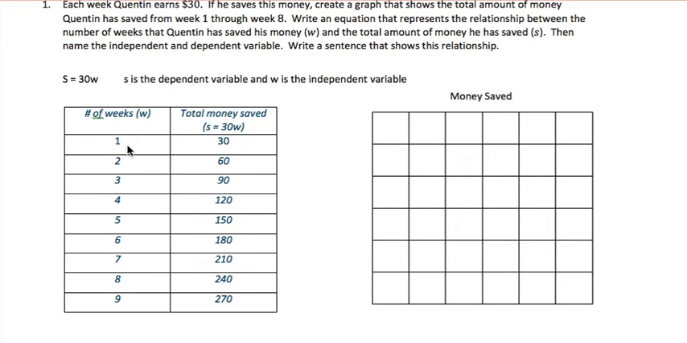So we see in our table the number of weeks times 30, which is $30 per week, will give us our dependent variable, which is the total money saved. Now, in our graph, we're going to graph these values. Our x-axis is going to be the independent variable, which is the number of weeks, and our y-axis will be the total money saved, which is our dependent variable.